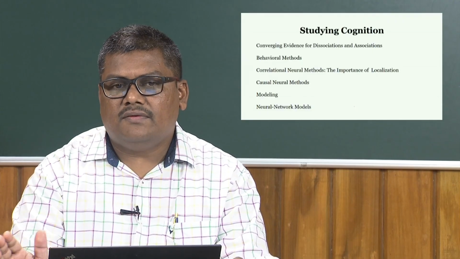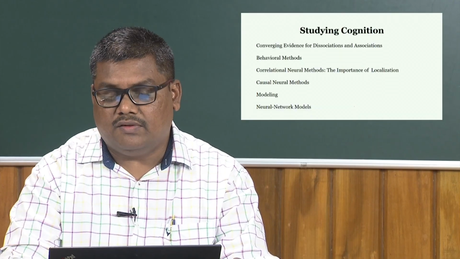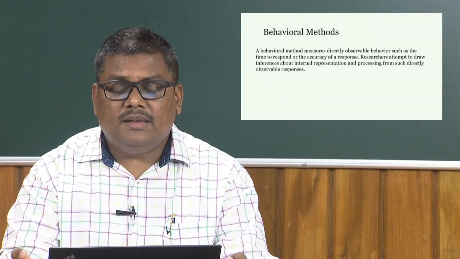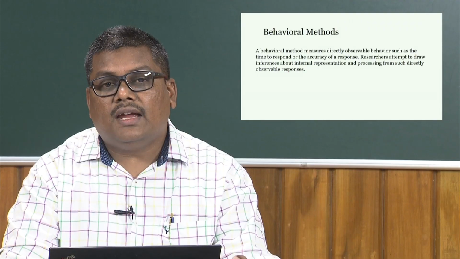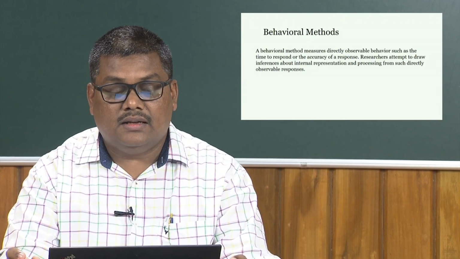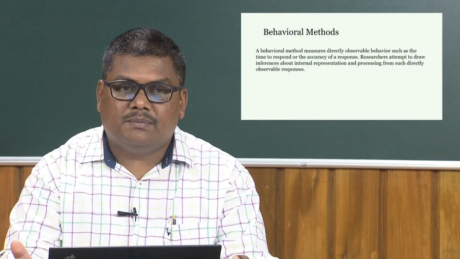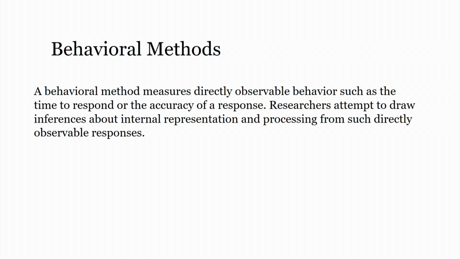Within the modeling, we have the box model approach and the neural network model approach. So, let us start with the behavioral methods. What the behavioral methods generally do is they look at directly observable behavior like reaction time, the time one person takes to react to something, or accuracy of how accurate a retrieval is from encoding. So, these processes or events, responses are mapped onto behavioral methods.